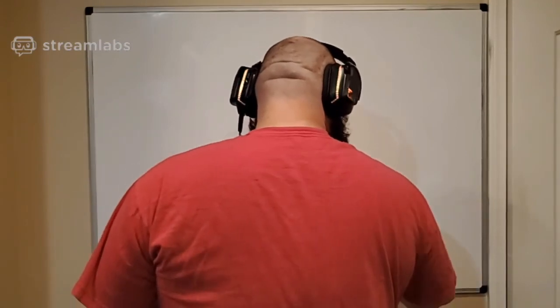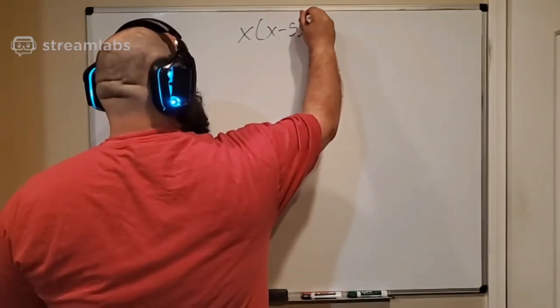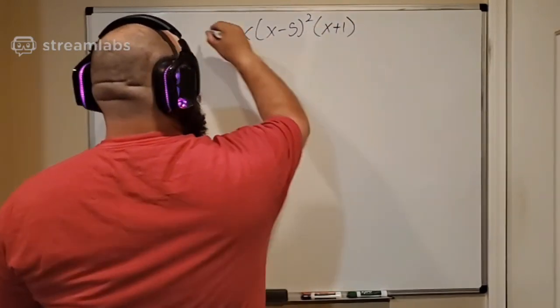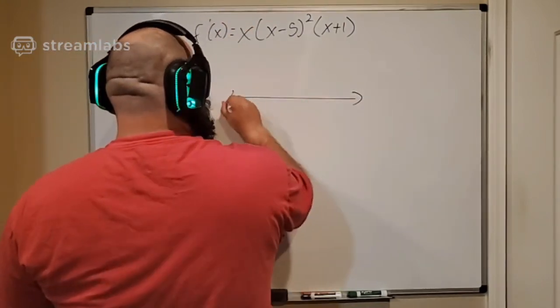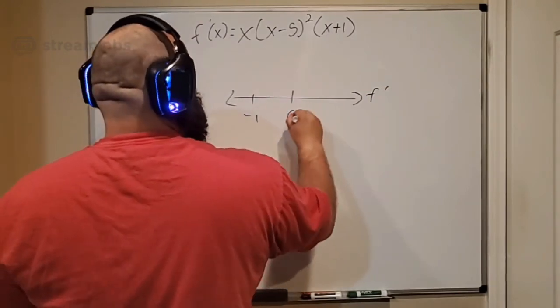So what was the last one? X plus 1? Yes. Okay, so do your number line for f prime. We get -1, 0, 5. And we're looking for, is it a minimum or maximum?